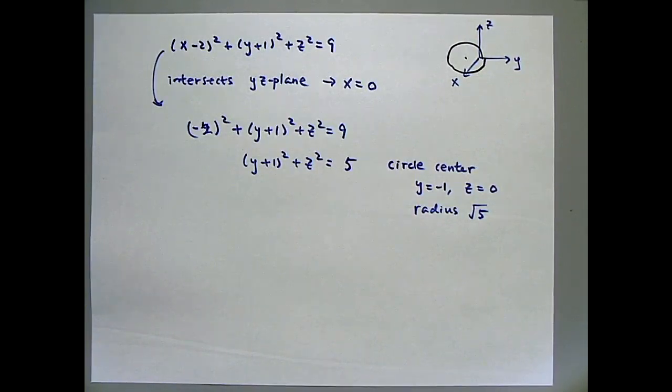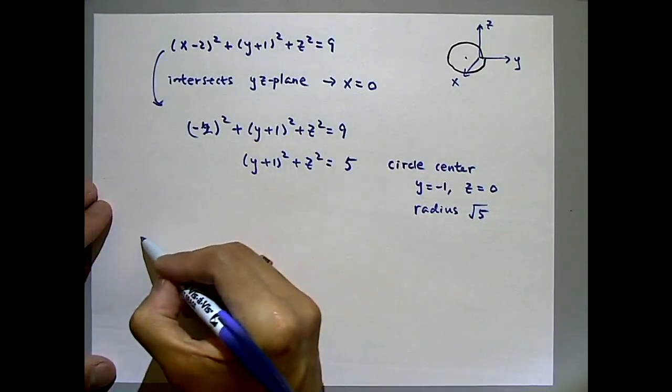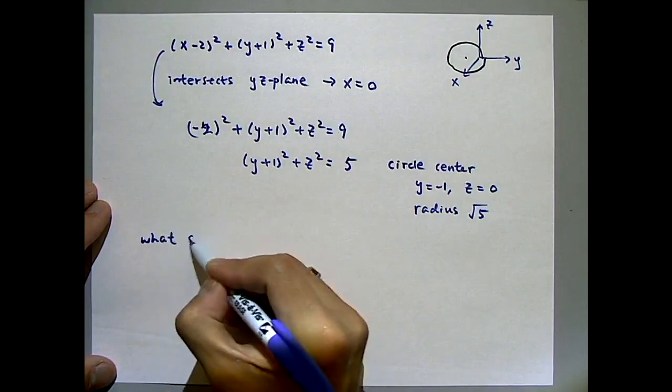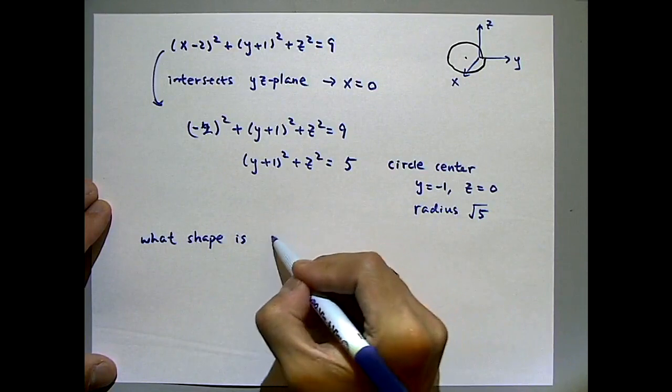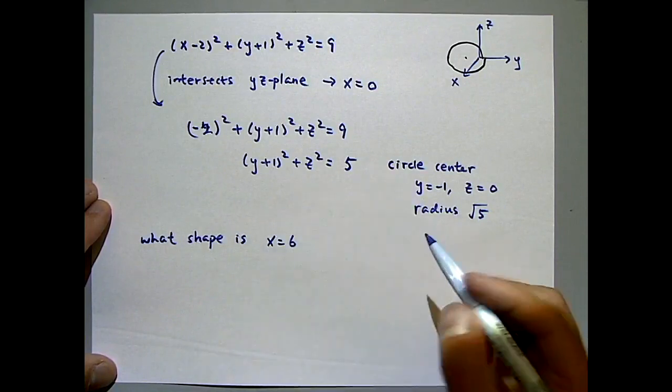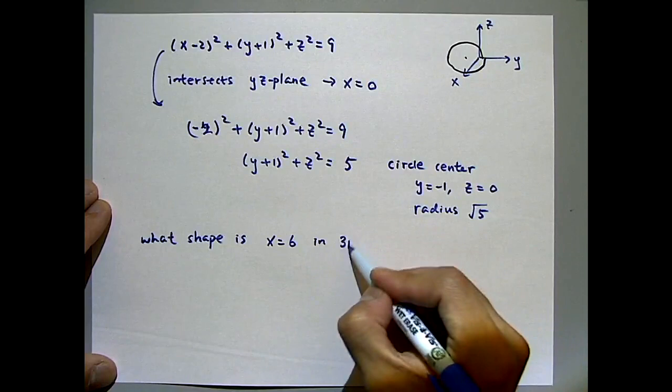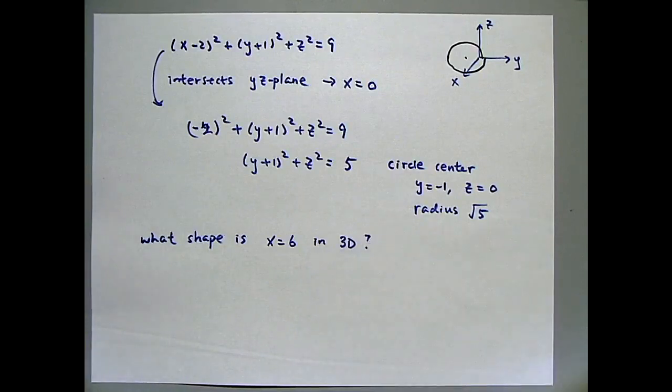You remember doing this, right? Okay. Now let me ask you a few questions that you might remember. If I write down the equation, let's say x is equal to 6, what is the shape of x is equal to 6 in a three-dimensional coordinate system? It's a plane. Tell me more about this plane.